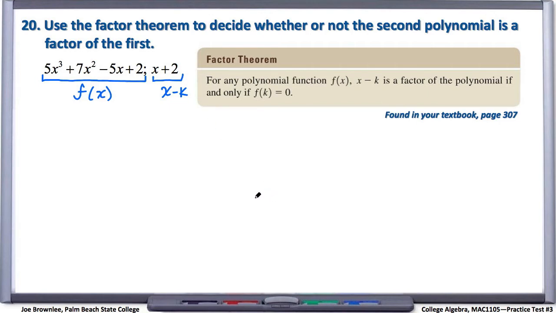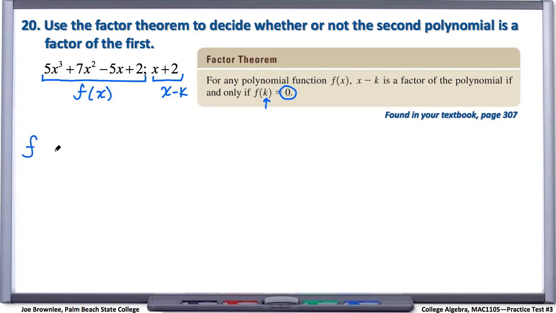So all we're doing for number 20 is we're going to take the k value, plug it into f of x, and see if we get 0 or not. We're looking to plug in k into our function, and do we get 0 out? If we do get 0 when we evaluate, then we can say yes, x plus 2 is a factor of f of x. However, if we get something besides 0 out, like 13 or negative 6 or something else, then we can say that x plus 2 is not a factor. So let's see what happens.